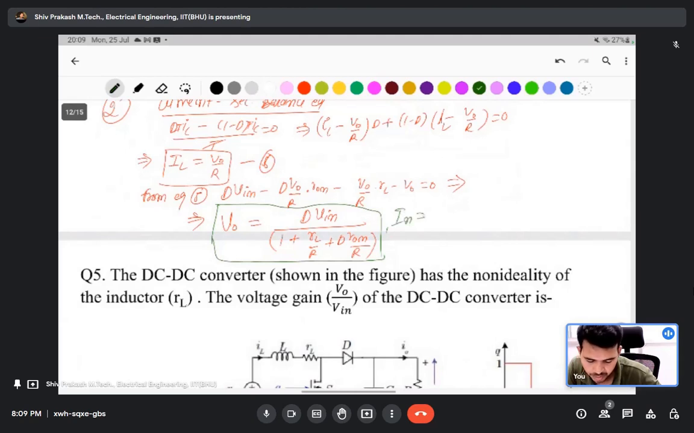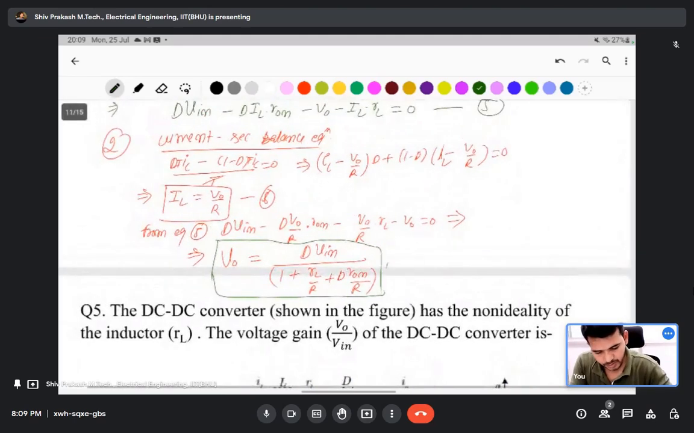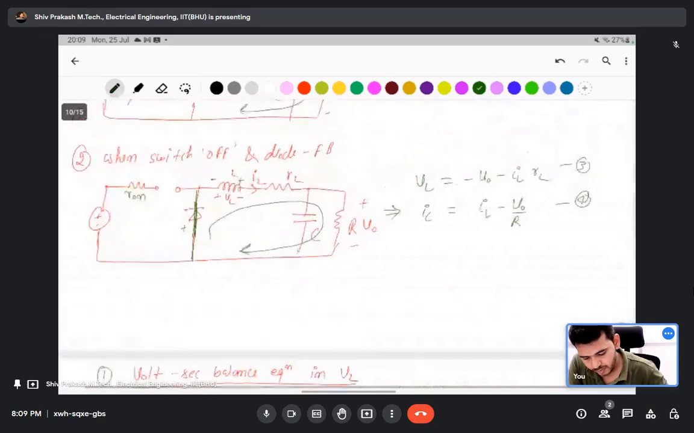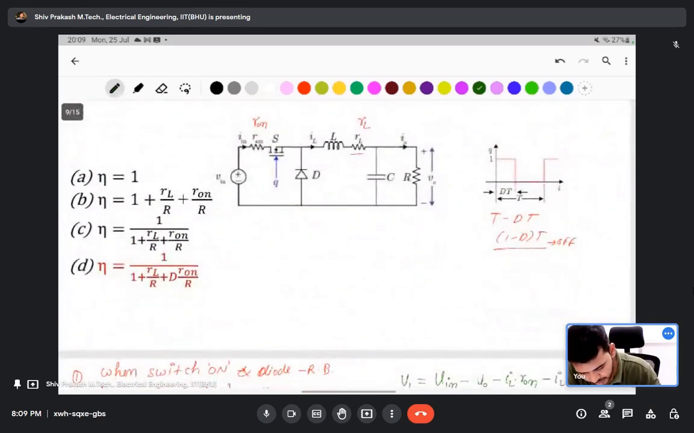You have to find the V naught equation. V naught is equal to D V in divided by 1 plus RL by R plus D R on by R, and I naught is equal to V naught by R.